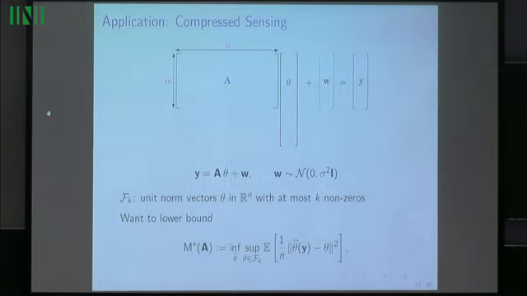Right, so here's back to compressed sensing. Recall that we have a linear model. We want to recover theta from measurements of the form y equals A theta plus w, where w is i.i.d. Gaussian noise with variance sigma squared. The class of theta we are interested in is unit norm vectors with at most k non-zeros. And what we want to lower bound is the worst case risk, which is the expected mean square error over this set.